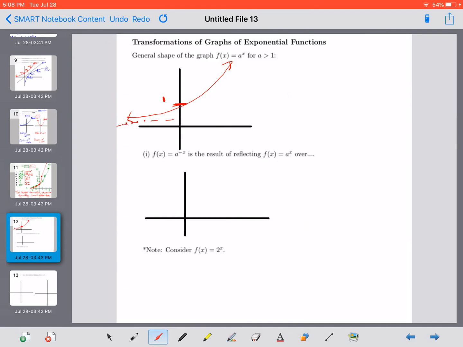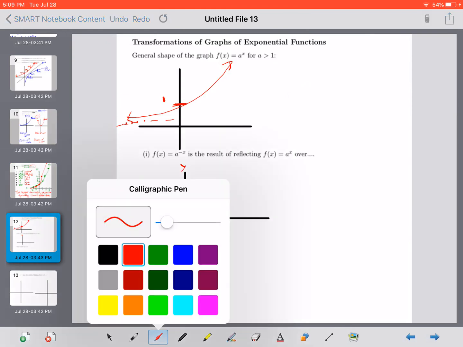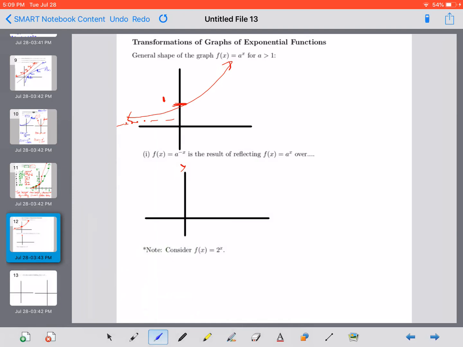Now, f of x equals a to the negative x is the result of reflecting a to the x over an axis. Remember, think back to when we did our transformations of graphs. We said when you replace x with negative x, that has the same result as reflecting a graph over the x-axis. Okay, oh sorry, this is the y-axis. Reflecting a graph over the y-axis.